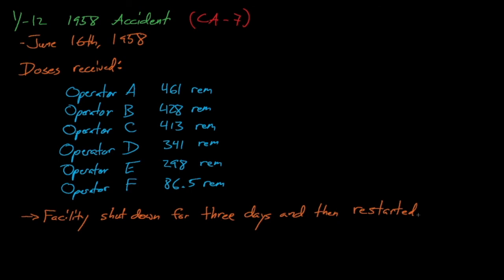This concludes our lecture on CAAS alarms and on the Y-12 1958 criticality accident. In the next lecture, we'll discuss how having a healthy safety culture can help a facility to avoid criticality accidents.